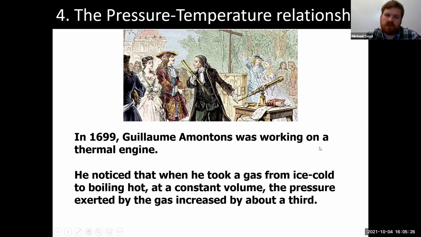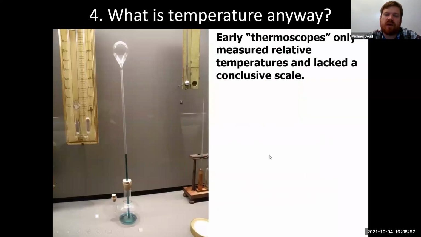Enter Frenchman Guillaume Amontons. He was working on a totally different problem, a thermal engine, basically, that could use heat to generate motion. And he noticed that when he took a gas from an ice cold temperature to a boiling hot temperature and kept it at a constant volume, the pressure exerted by the gas increased by about a third. So going from about 0 degrees Celsius to 100 degrees Celsius, the pressure exerted by that gas increased by a third. This was part of the original idea behind thermometers.